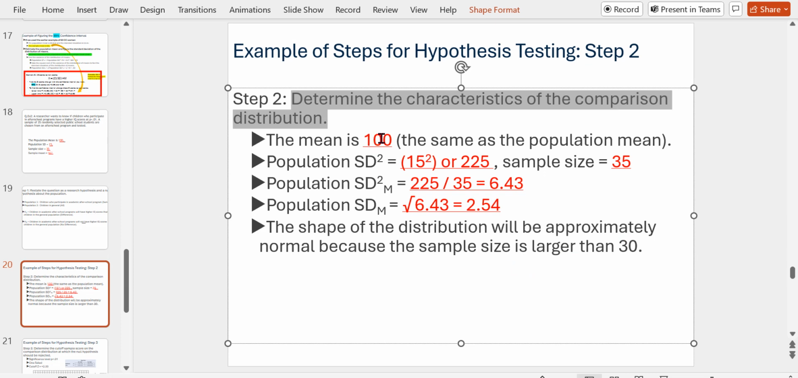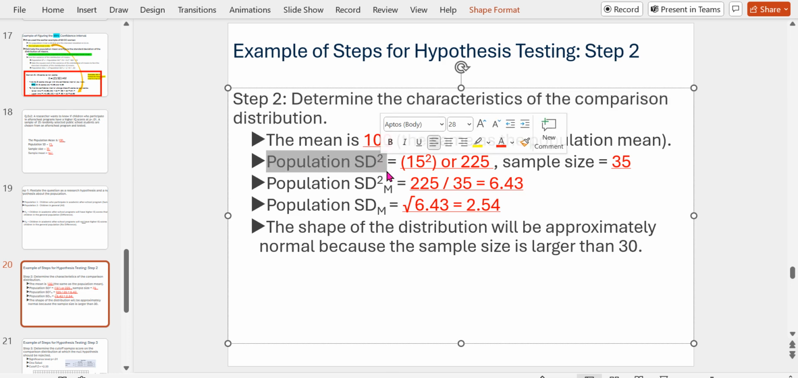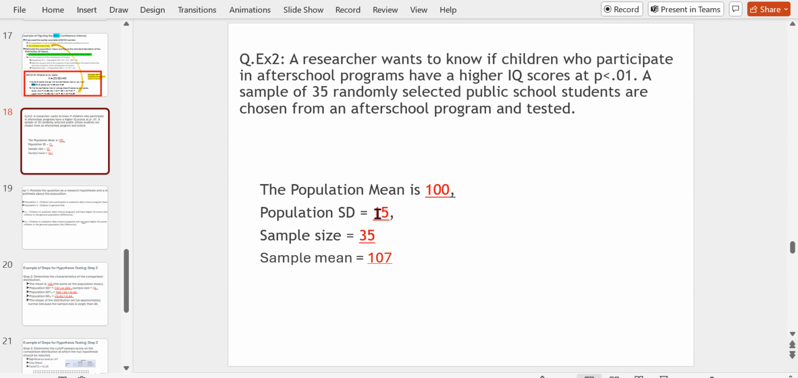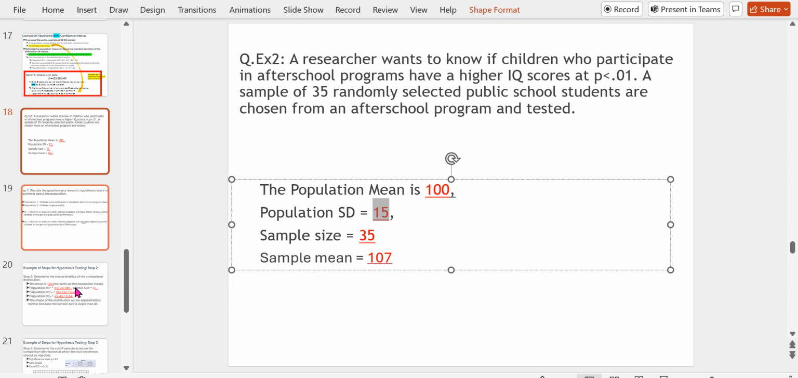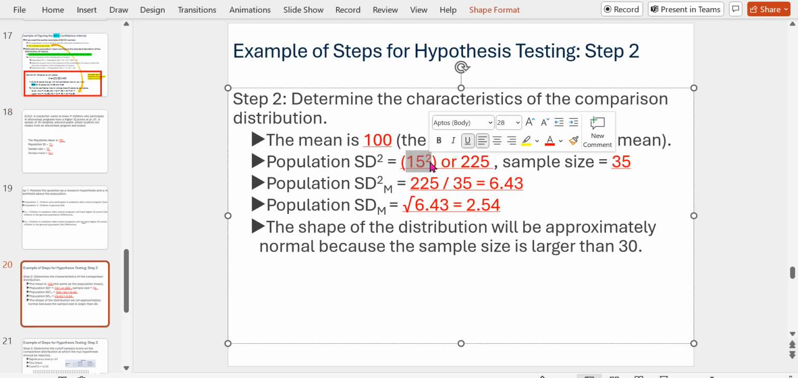So population mean is 100, which will be the same as your DOM. Here's the population variance, which was 15, right? 15 is your population standard deviation. So 15 squared, that's your population variance. Sample size 35. So take your variance, 225, divide it by your sample size. You get a DOM variance of 6.43. That means your variance of the DOM.